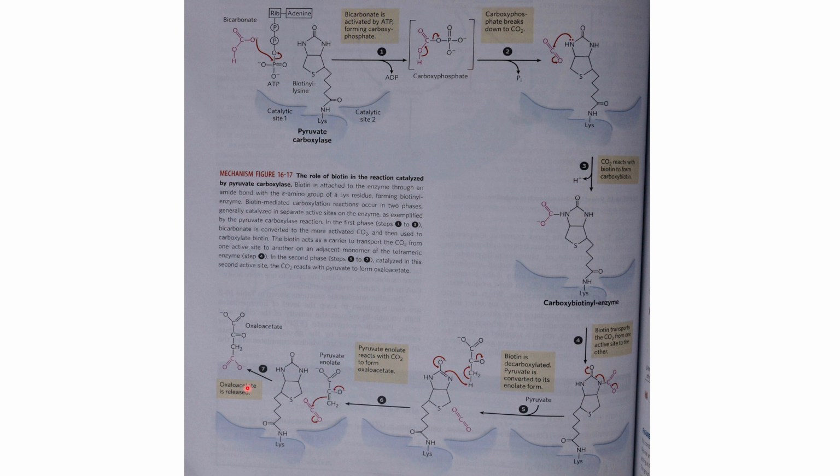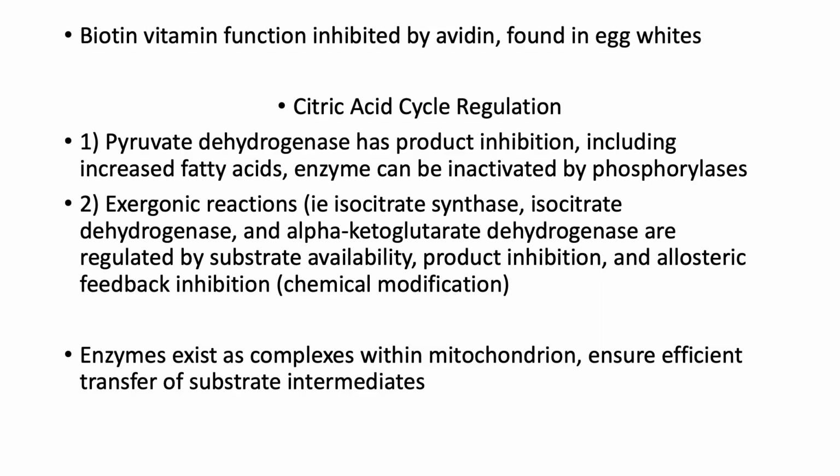So you can get some understanding. It's not simply words; they're in sequential form. This is the electron flow that requires biotin as an anchoring compound. The biotin vitamin function is inhibited by avidin found in egg whites. If you cook the egg whites, you don't get this problem, but egg whites taken raw will block and eliminate the function of this vitamin.